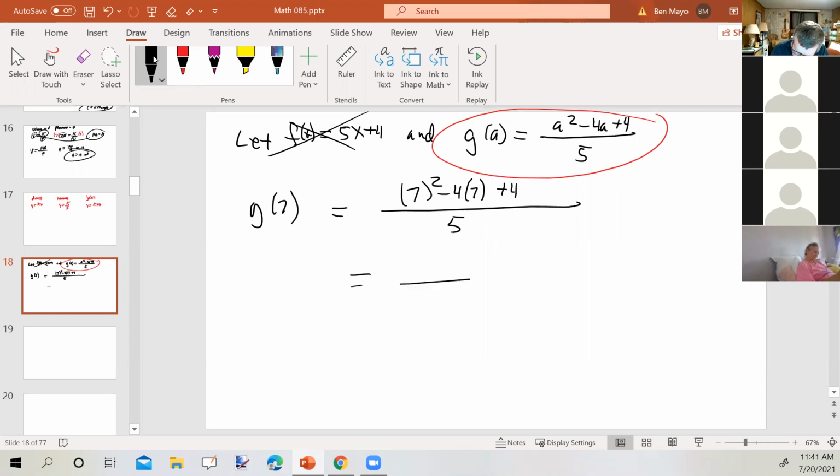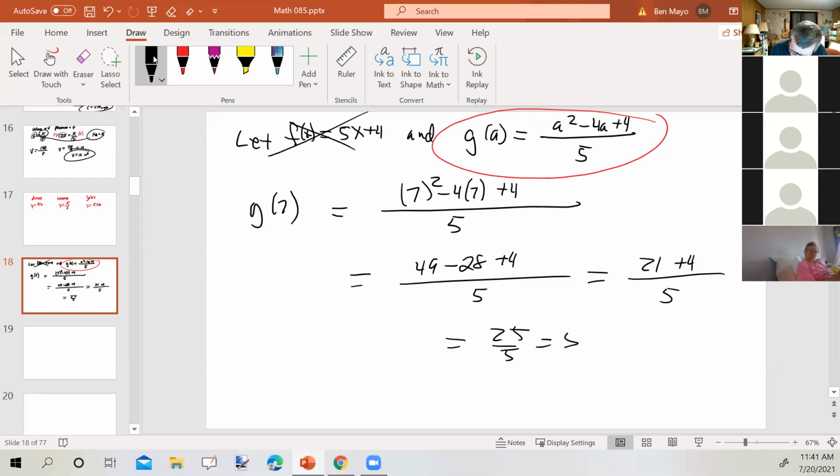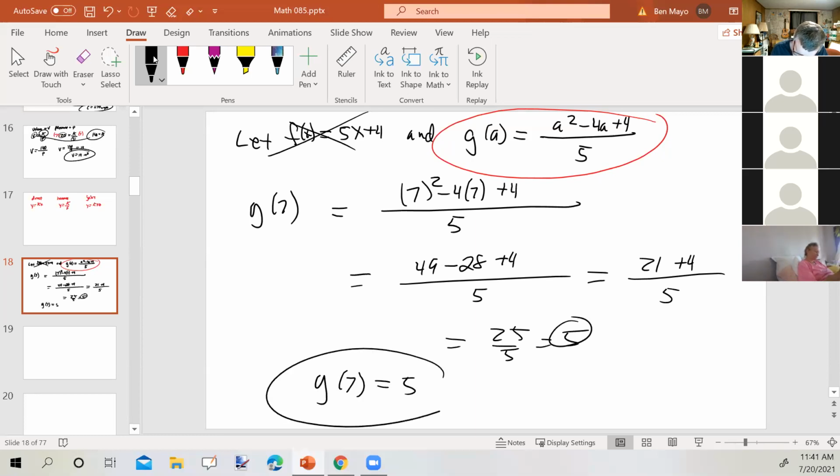All right, simplifying, we get 7 squared is 49, minus 4 times 7 is 28 plus 4 over 5. 49 minus 28 is 21. 21 plus 4 is 25, and 25 over 5 is 5. So g of 7 equals 5. Okay?